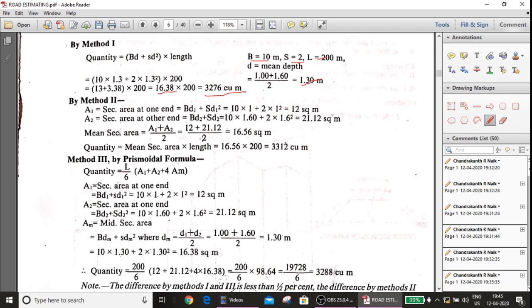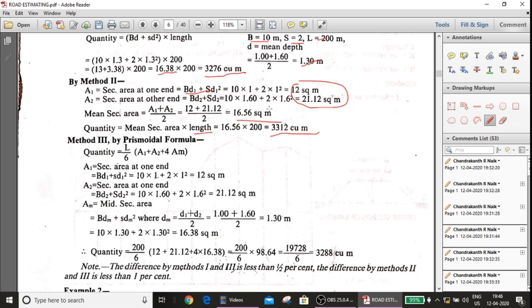When we come to method 2, the mean sectional area method. A1 is BD1 plus SD1 square, 10 into 1 plus 2 into 1 square, which is 12 square meters. A2 is BD2 plus SD2 square, 10 into 1.60 plus 2 into 1.6 square, which is equal to 21.12 square meters. From this we take the average, we will get 16.56 square meters. The area into length gives 3312 cubic meters. So you can see there is not so much difference.